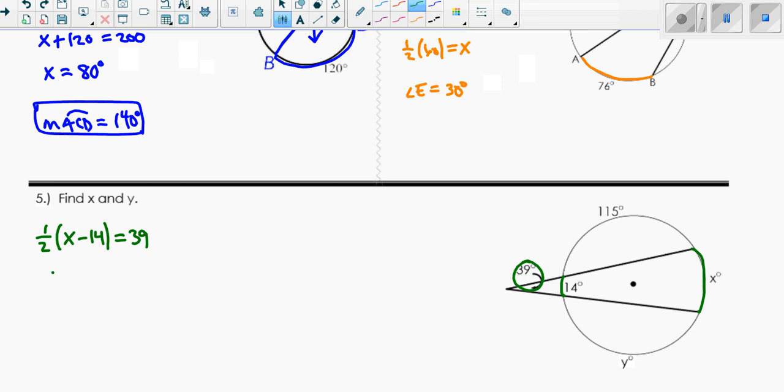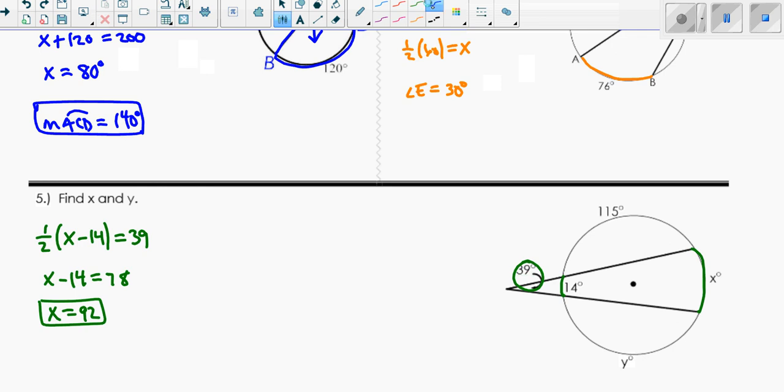And again, the reason that I'm subtracting is because the angle is outside of my circle. All right, I'm going to double both sides. That gives me 78. Add 14 to both sides. I get 92. Okay, so there's x. Notice I'm not putting a degree with it. X is just a variable. It's representing an angle, though.